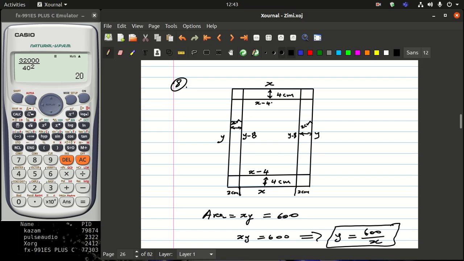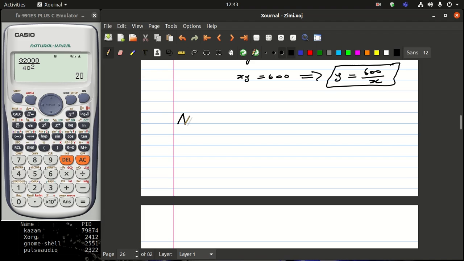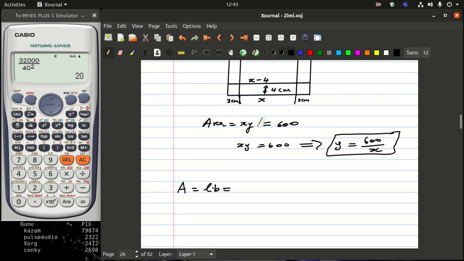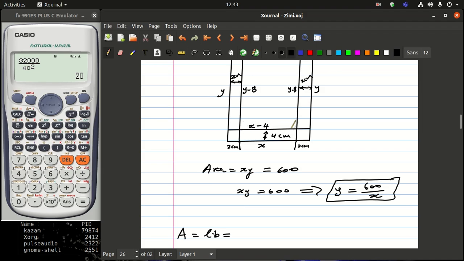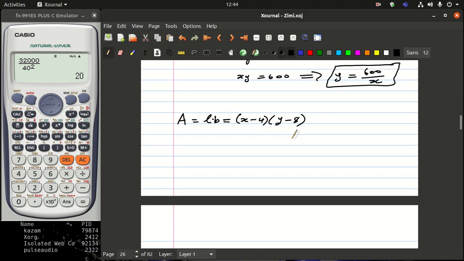Find what dimensions of the printed area will maximize the printed region? So the printed region is going to be that. We wanted to find the area of the printed region. So the area of the printed region is going to be one side times another side. One side of this printed region is x minus 4, and the other side is going to be y minus 8. So that is what is happening here.